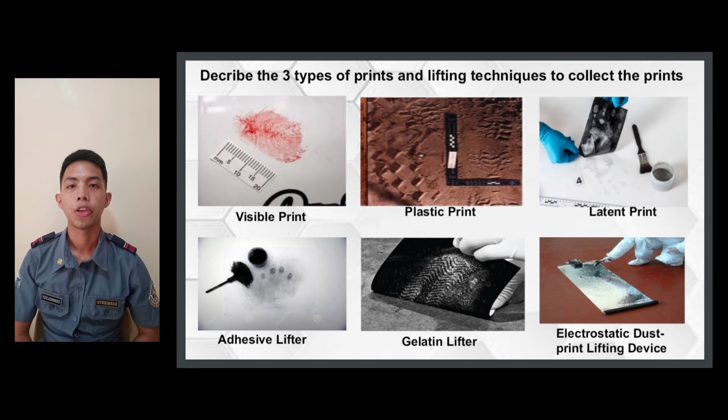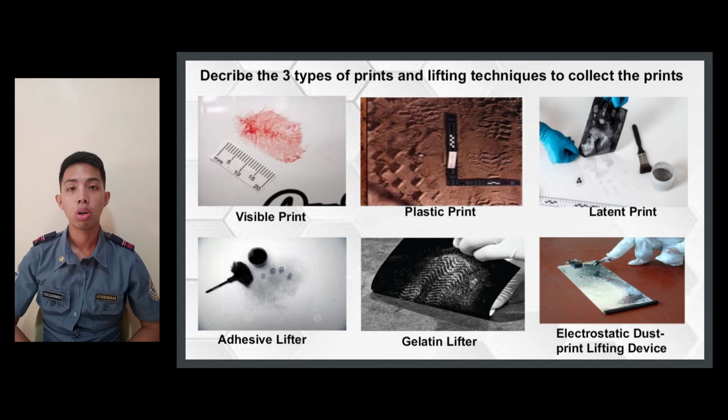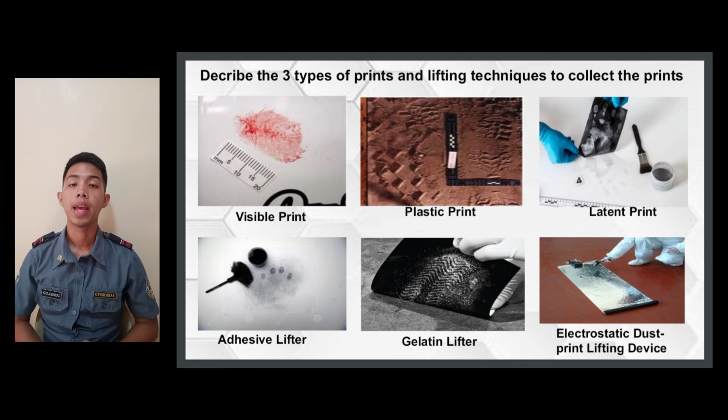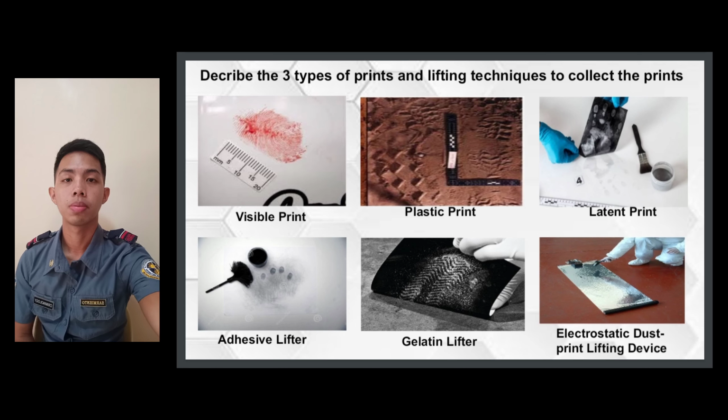Next is gelatin lifter. A sheet of rubber with a low adhesive gelatin layer on one side that can lift prints from almost any surface, including porous, rough, curved, and textured surfaces. It is less tacky and more flexible than an adhesive lifter, allowing it to pick up a shoe print on a cardboard box, for example, but not clear the surface of the box.